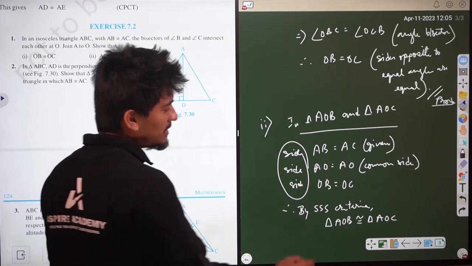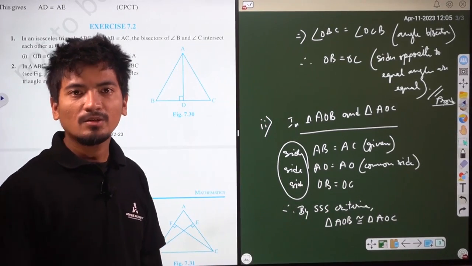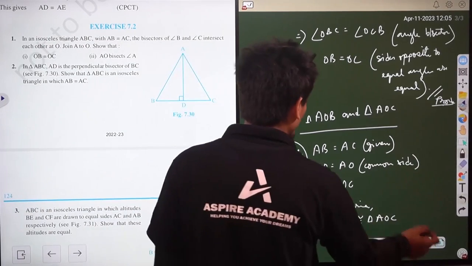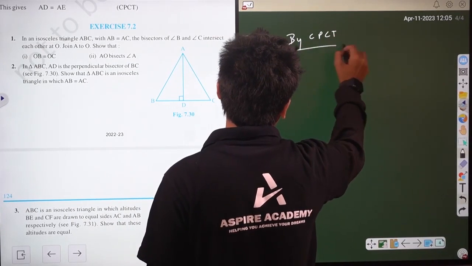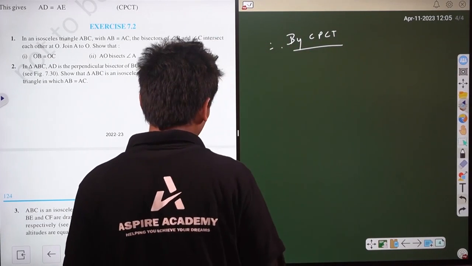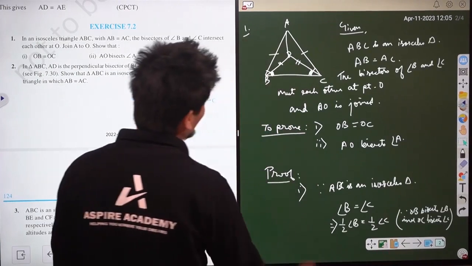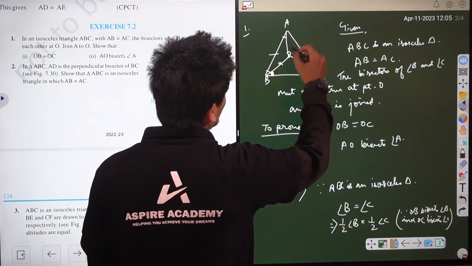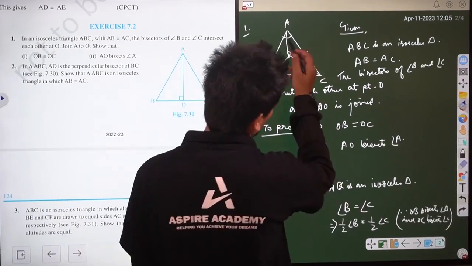Now see, since these two triangles are congruent, therefore by CPCT, corresponding parts of congruent triangles, corresponding angles are also equal. So what we can conclude is that angle BAO is equal to angle CAO. That means these two angles are equal.